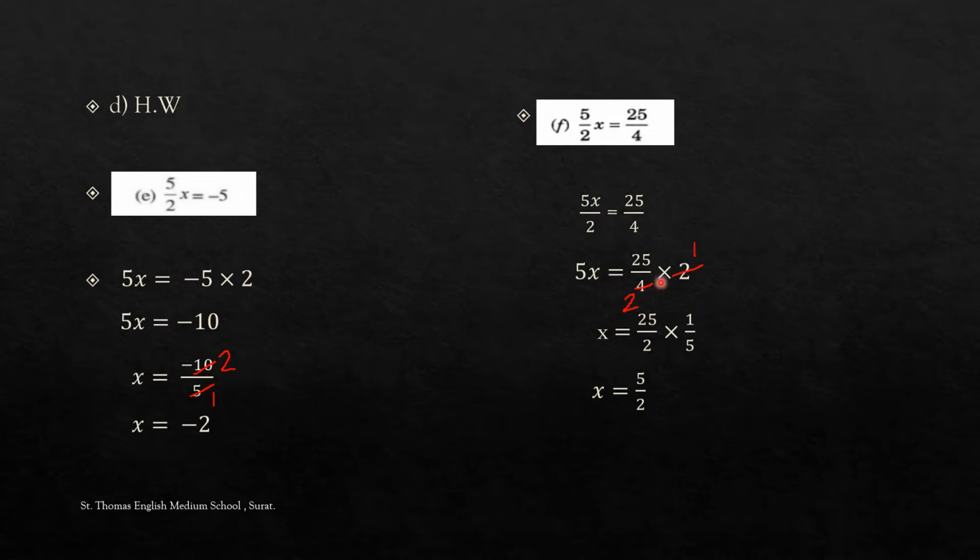Clear? Now this is multiplication. If it goes here, it becomes division. Division means you have to write it as a denominator. There is no denominator here, so you have to write 1. We can write like this, 1 by 5. Clear, children? Now we can cut: 5 ones are 5 and here 5 fives are 25. Now 5 ones are 5 and 2 ones are 2. So what is the value of x? x is equal to 5 by 2.